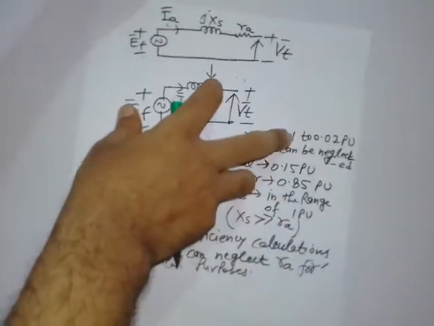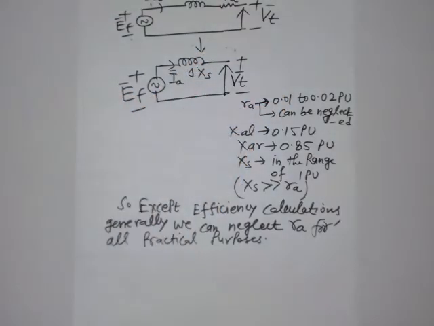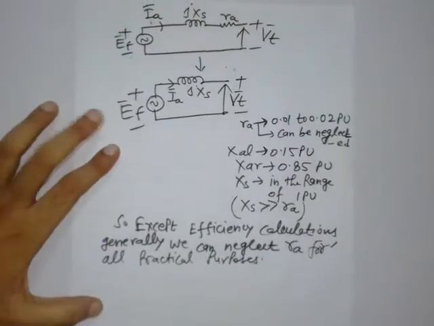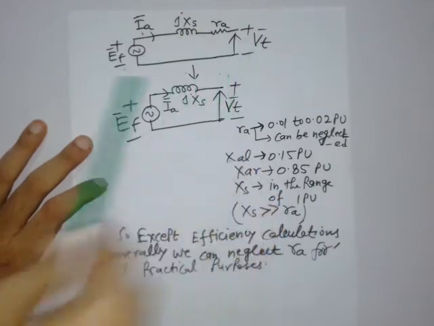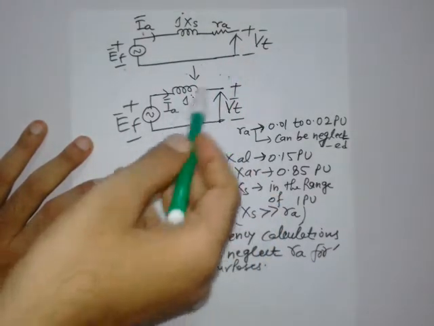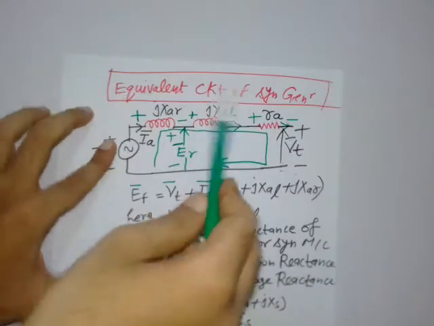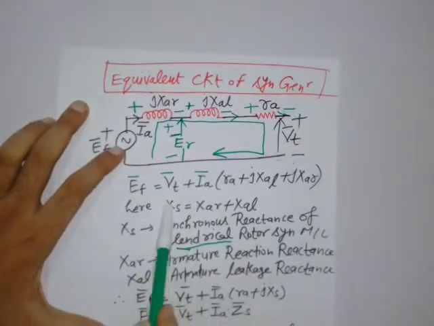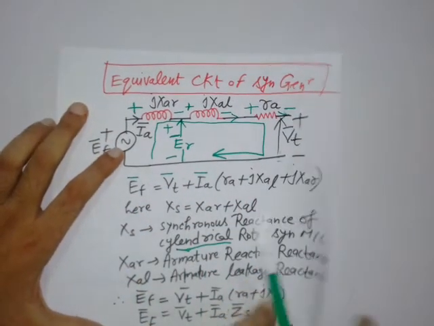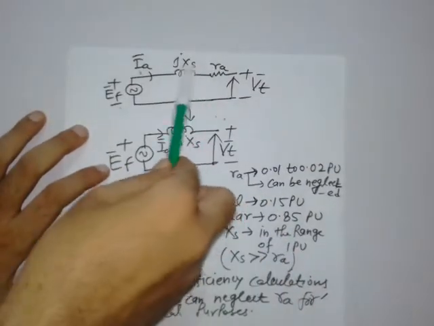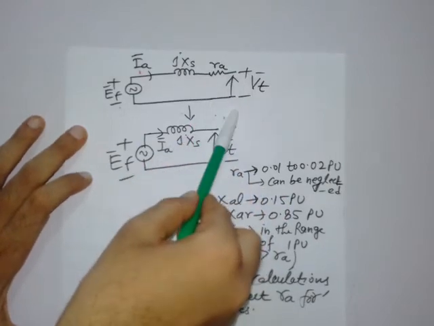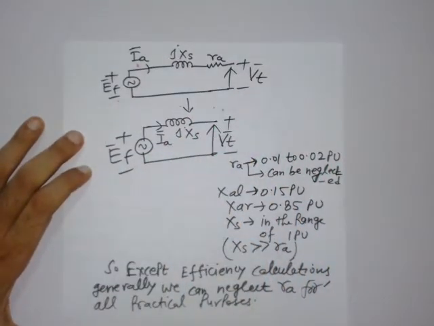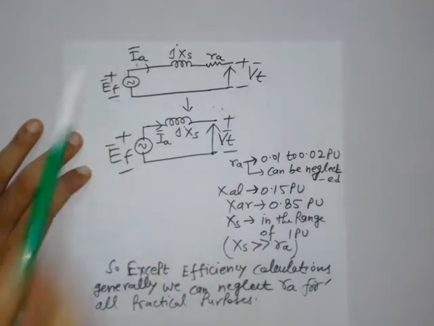Now after this you can further simplify this phasor circuit diagram. For ease of calculation, you can make this circuit diagram like this. Simply put XS in place of XAR and XL, right? Synchronous reactance. So when I put this, you will get this much only, and remaining, keep RA as it is.